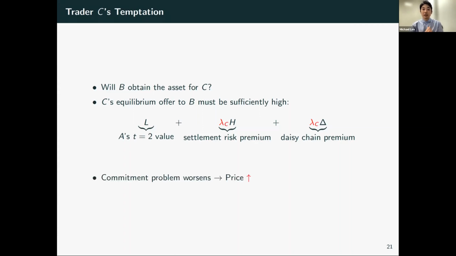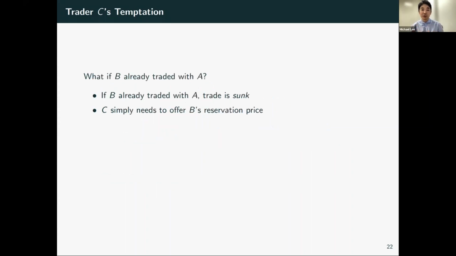Now here, as the commitment problem worsens, as C is more likely to not want to return the asset back, the required price also increases as well. And this means that C starts to think about whether he actually wants to offer this fair price or not. In particular, if B already traded with A, he knows and understands that the trade is sunk, and C can simply offer B's reservation price in order to obtain the asset off equilibrium.